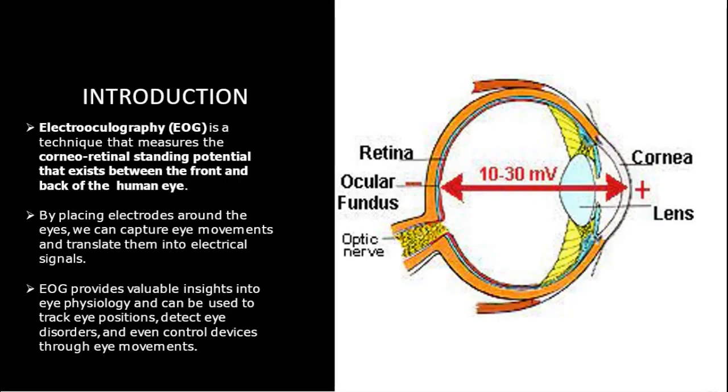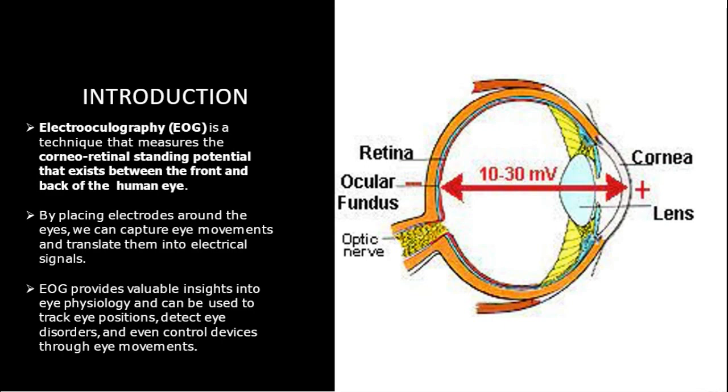Okay, so as we know, electro-oculography, oculo means eye. So electro-oculography is a technique that measures the corneo-retinal standing potential that exists between the front and the back of the human eye. So it is between this, as we can see, the cornea. That is, the eye acts as a dipole over here.